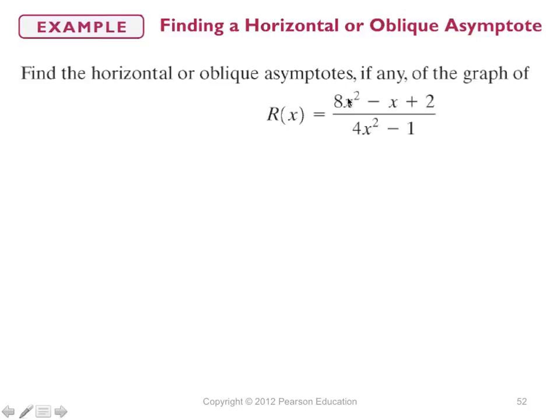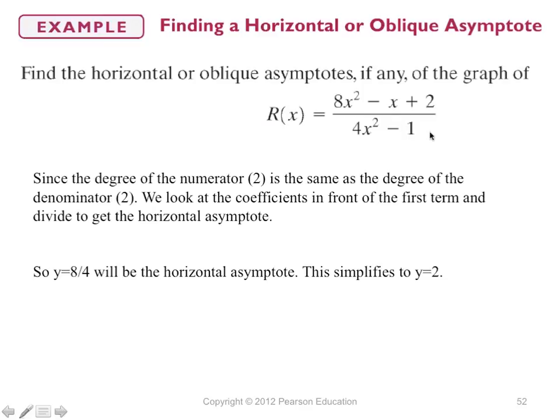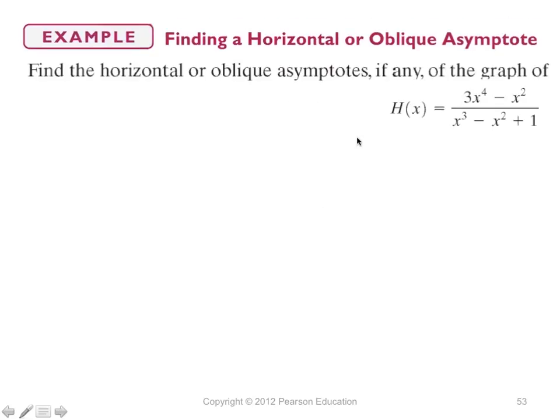If we look at this one though, we have 8x squared minus x plus 2 over 4x squared minus 1. The degrees are the same, they're both 2. So in this case, we take the number in front of the x squared up top, which is 8, and the number in front of the x squared in the bottom, which is 4, and we divide those two numbers. So you say y equals 8 divided by 4, which simplifies to y equals 2. So if the degrees are the same, you just divide the coefficients that are out front.